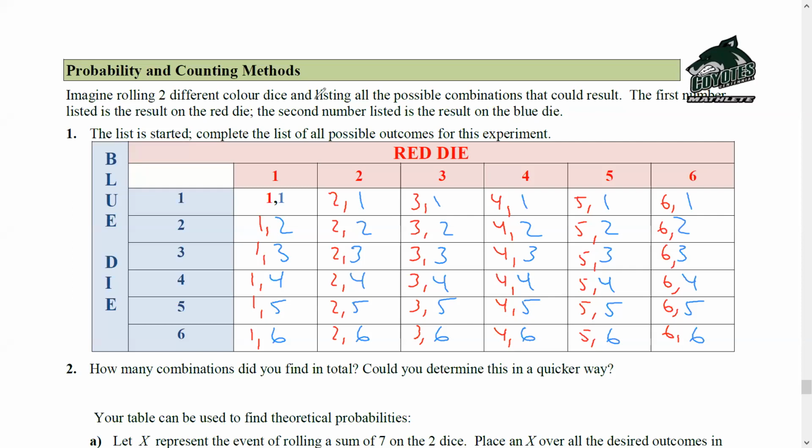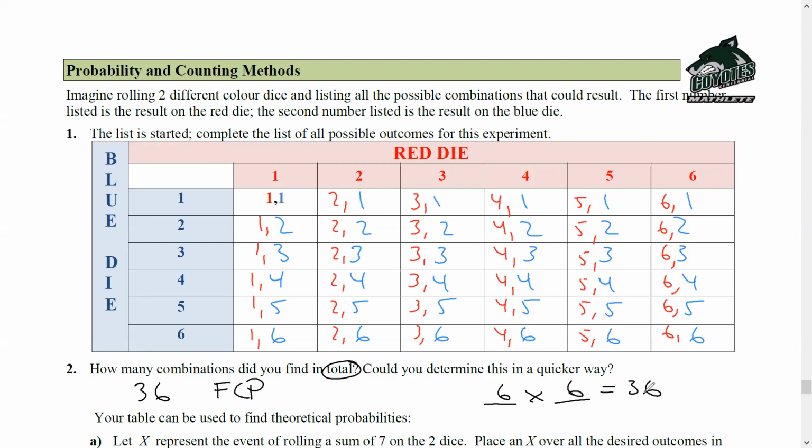First question says, how many combinations did you find in total? Well, there was 36 because we listed every single possible outcome. Is there a better way to do this? Absolutely. We could use our friend the fundamental counting principle, which says simply 6 times 6 is 36. So we definitely always need to know the total amount of outcomes when we're doing probability.